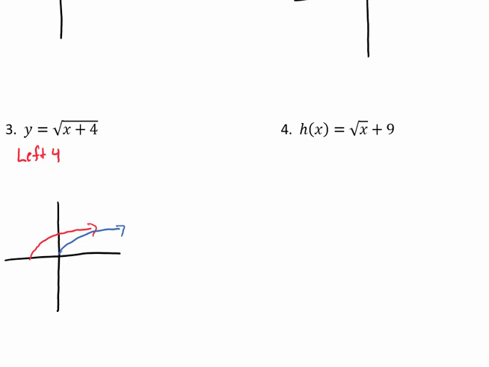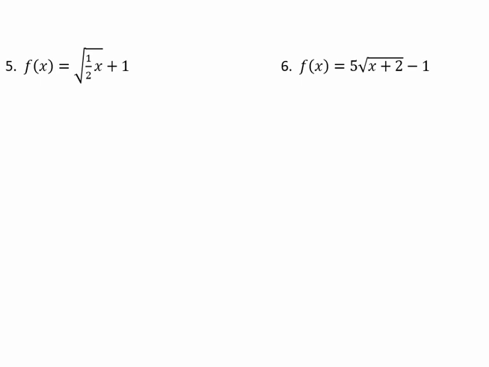For number 4, we have h of x equals the square root of x plus 9. Because our 9's on the outside and it's in the k's spot, that tells us that it's going to be moving up 9. So our parent function will look like this, and we're simply just going to move our function up to show up 9. Let's do 2 more.